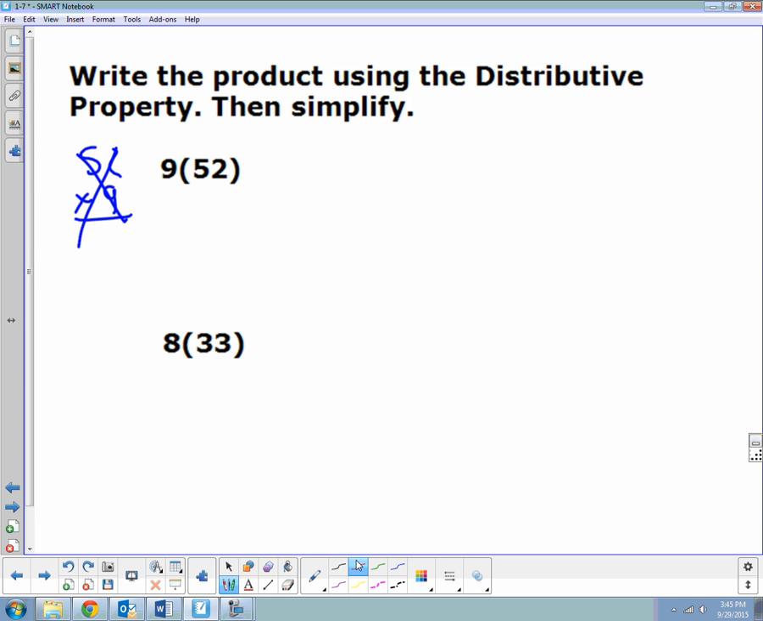The correct answer for this one is 460 feet. The correct answer for the second one is 264. If you didn't get those answers, watch the linked video. This will be example 2. Watch the linked video to see how to get those 2 answers.